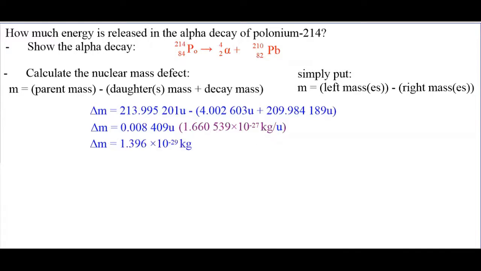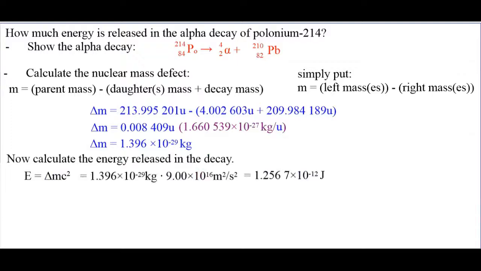I'll leave it in purple, and so that'll give you the conversion in kilograms, basically 1.4 times 10 to the negative 29 kilograms. And from there, it's just a matter of calculating your energy using Einstein's mass-energy equivalence. That should give you an order of magnitude of about 1.3 times 10 to the negative 12 joules. That seems like a very small amount of energy, but remember, this is for a single polonium-214.